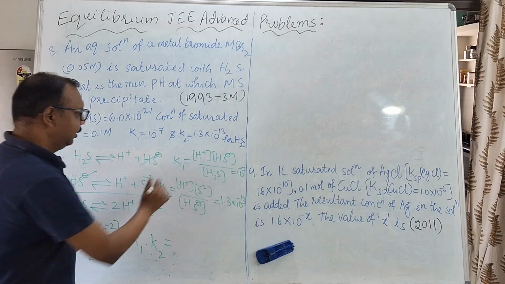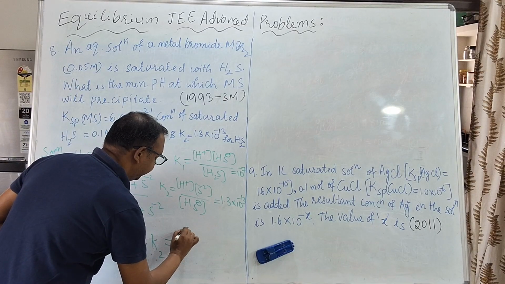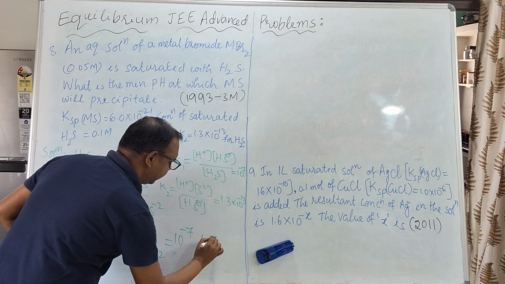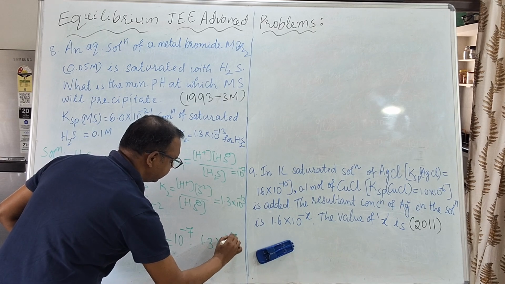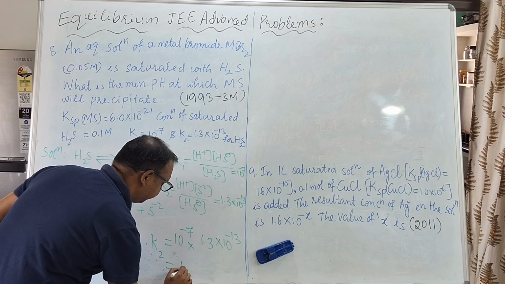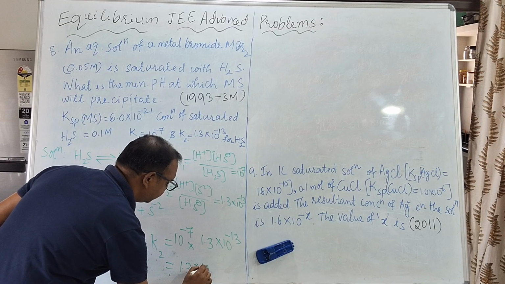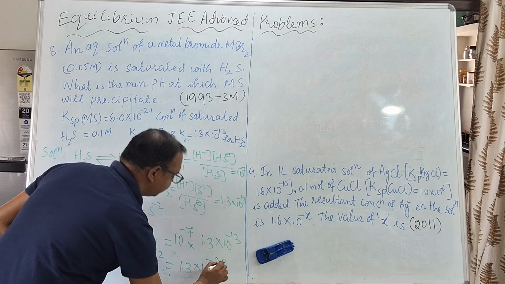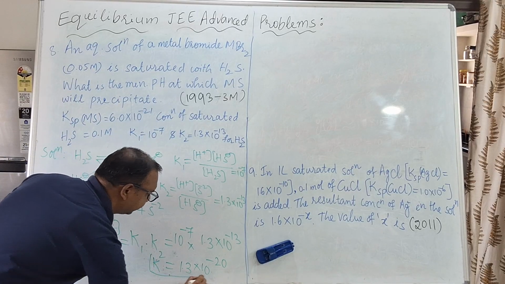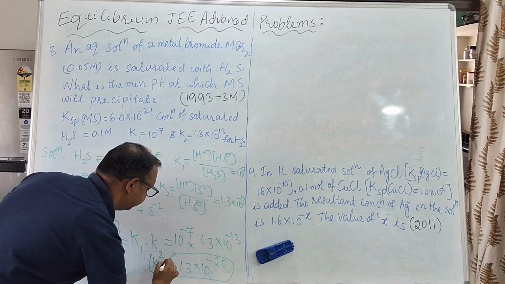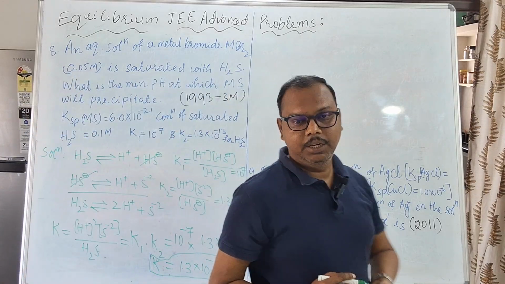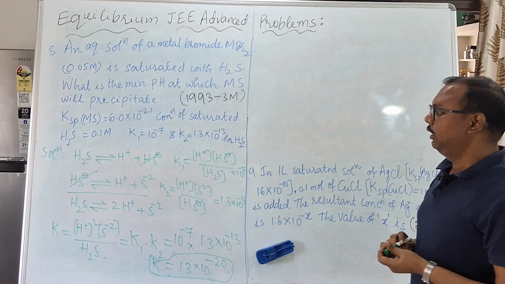Therefore, just multiplying 10 power minus 7 into 1.3 into 10 power minus 13, the overall value we get is 1.3 into 10 power minus 20. This is the value of K. K is equal to 1.3 into 10 power minus 20.